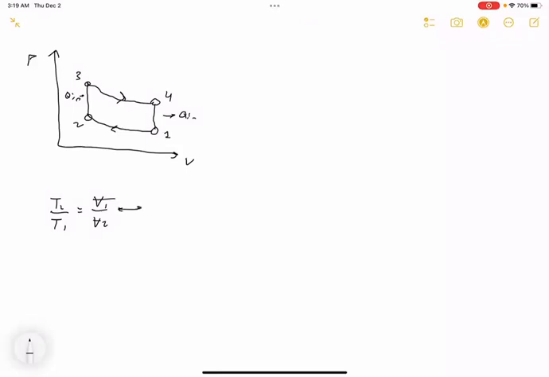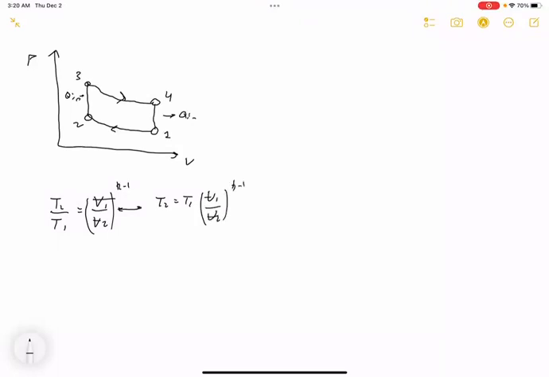Well, rather, this we can express as T2, which we're trying to find. So we need to work our way to state 3 via state 2. So we need to go find state 2 first. Sorry, there's an exponent here, K minus 1. So T2 equals T1 times V1 over V2 to the K minus 1.